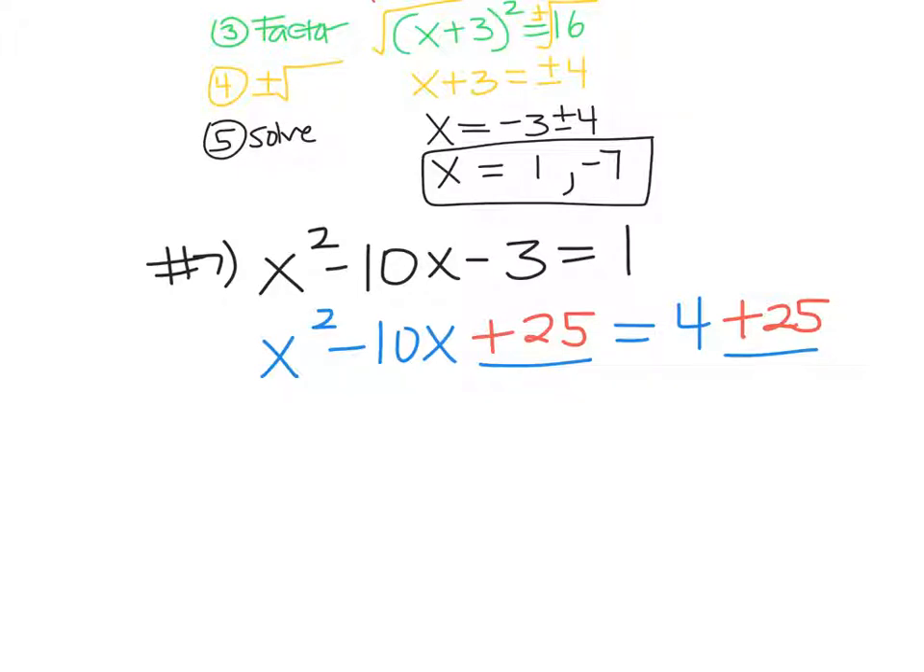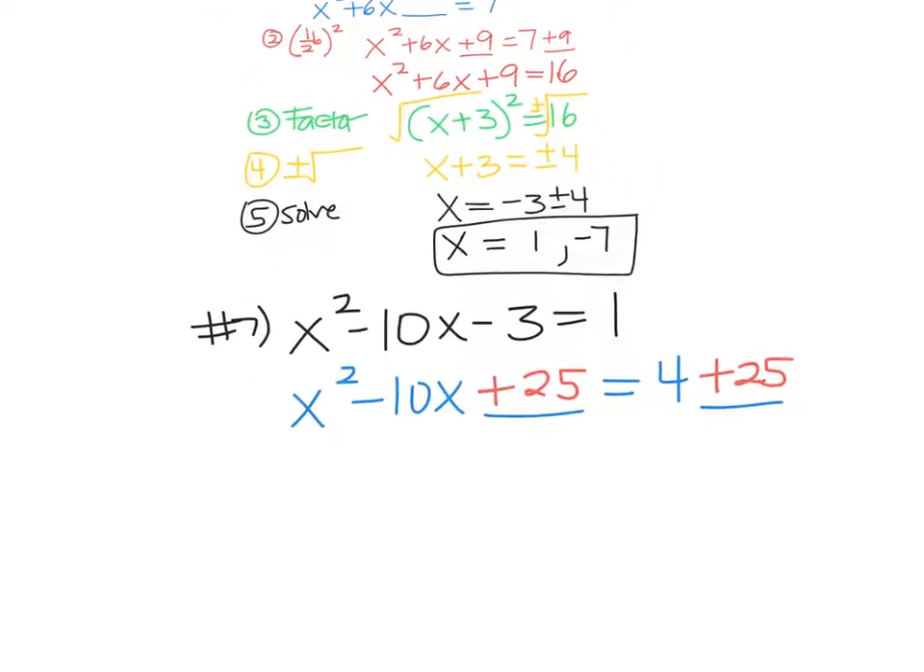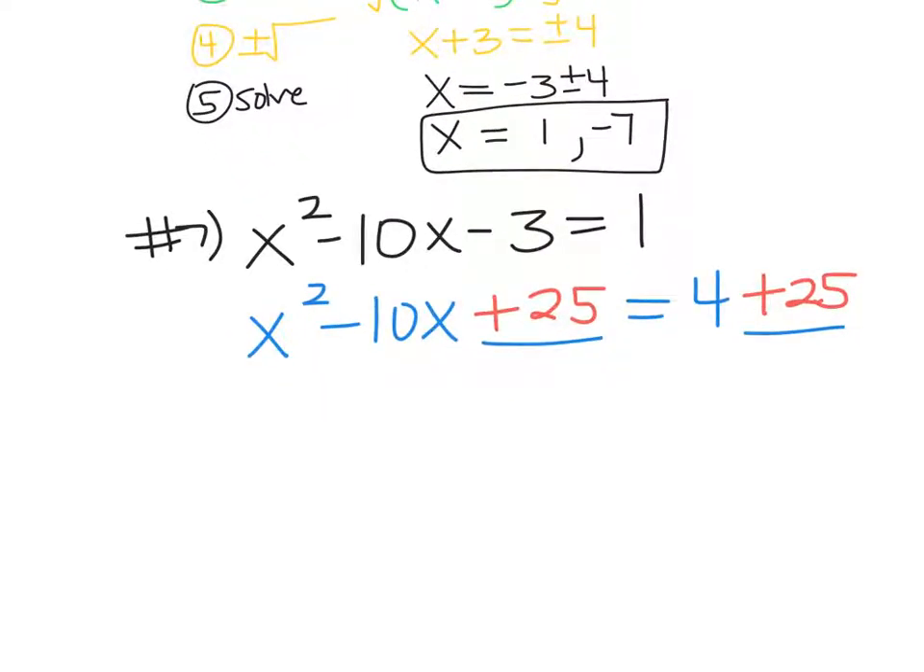So half of negative 10 is negative 5. Negative 5 squared is 25. That number is always going to be what? Starts with the P. Positive. Good job. That complete the square step is always adding it to both sides. So that was step number 2. Step 3 is to factor. What does this factor as? Yes, x minus 5 squared equals 29.